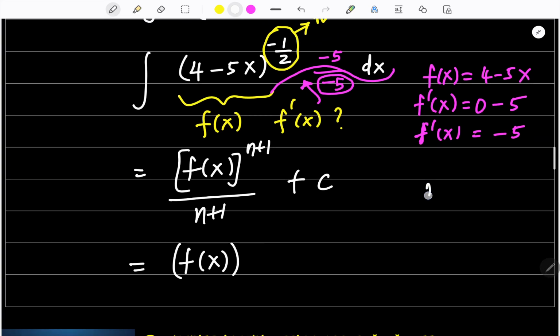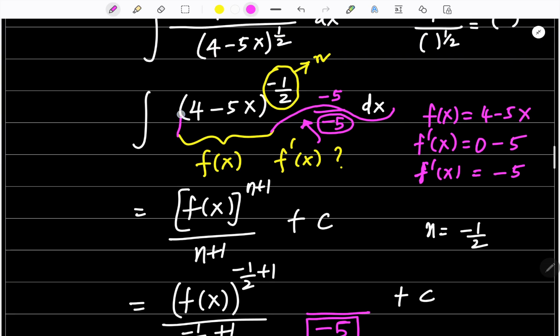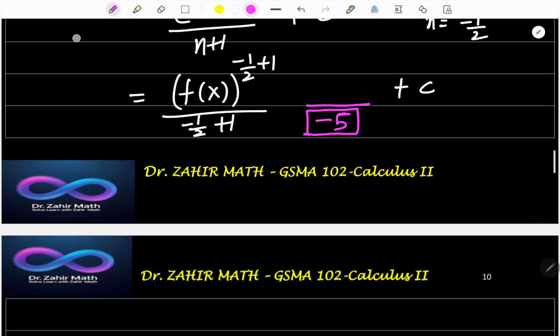What is your n? Your n is minus half. So minus half plus 1 divided by minus half plus 1 plus integrating constant. Don't forget this minus 5, because this minus 5 is utilized for the formula. Utilized means already taken to the formula as f dash of x. But this minus 5 is coming to the calculation. Okay? Are you sure? Yes.